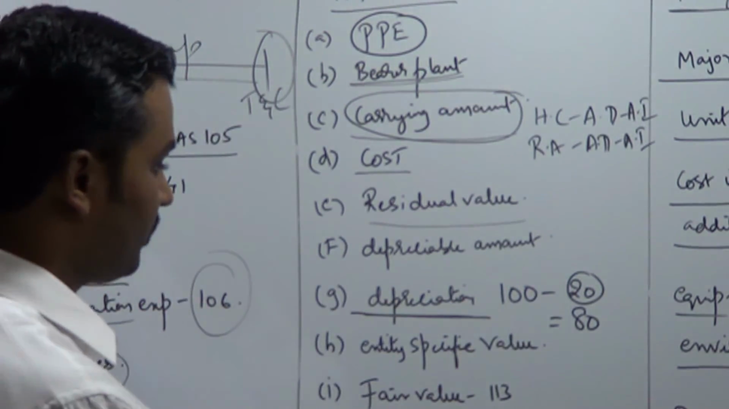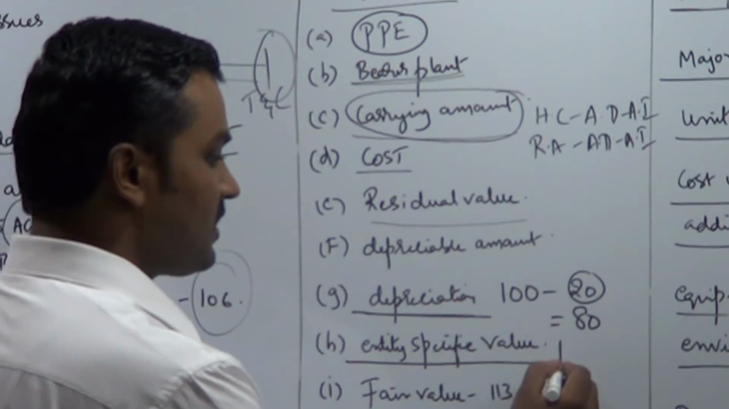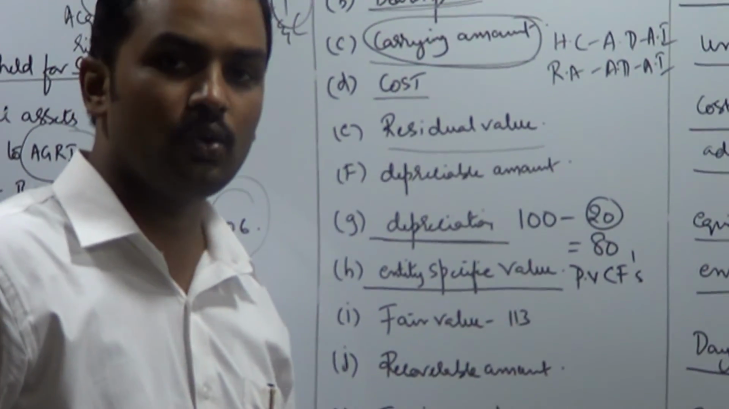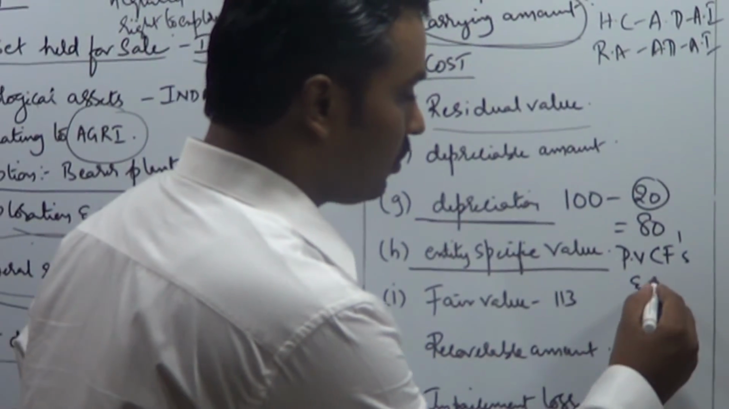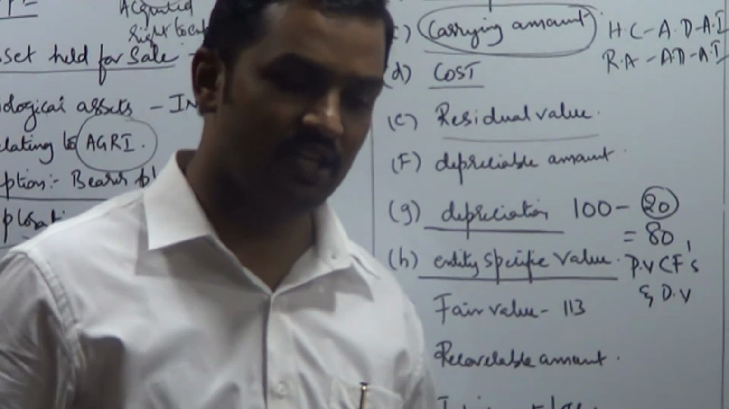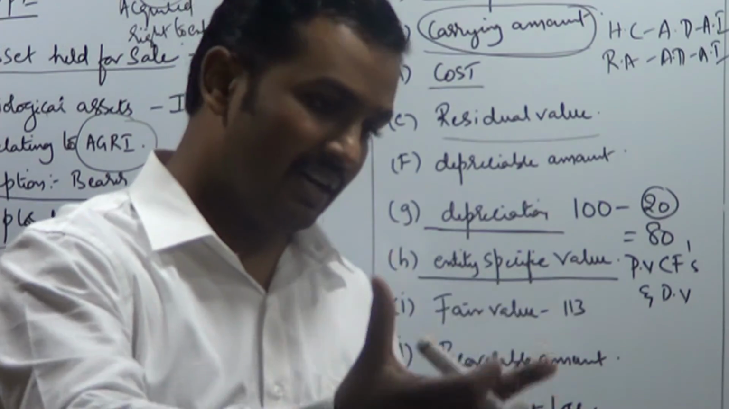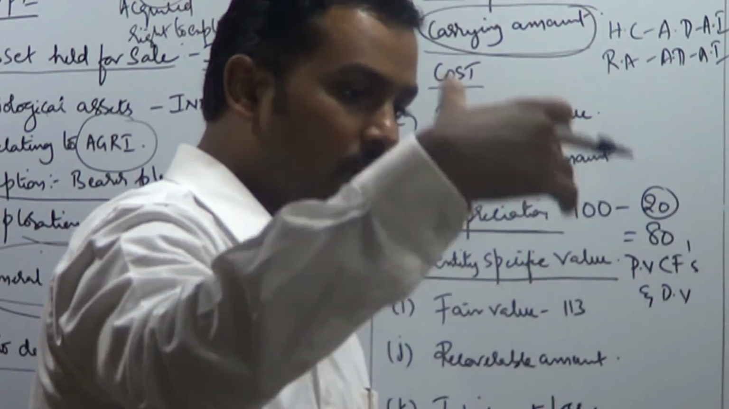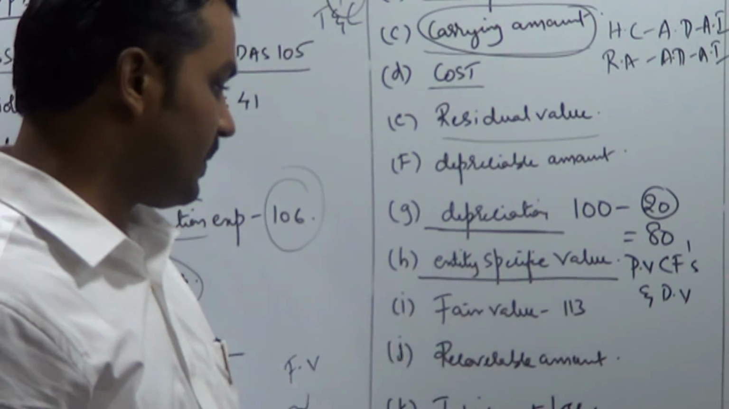Okay. Now let us come to the next part. Entity specific value. What is entity specific value? It is the present value of cash flows which are expected to arise from use of the asset and also disposal value. That means if the life of the asset is 10 years, during these 10 years, what is the cash I am going to get by using the asset? Their present value. And also after 10 years when I sell the asset, what am I going to get? Its present value. The sum of it is called entity specific value.